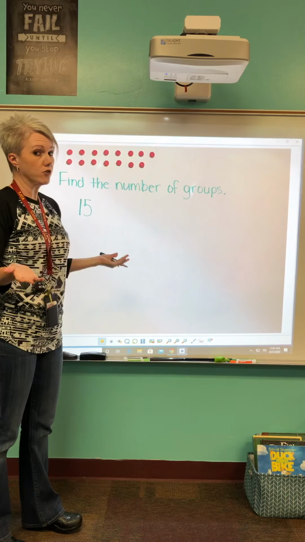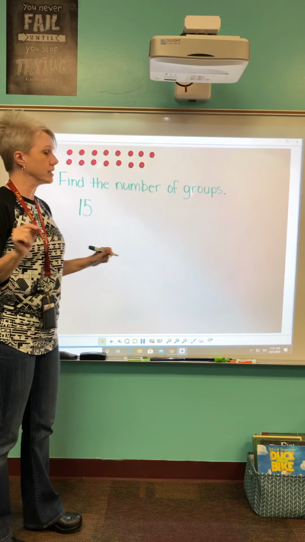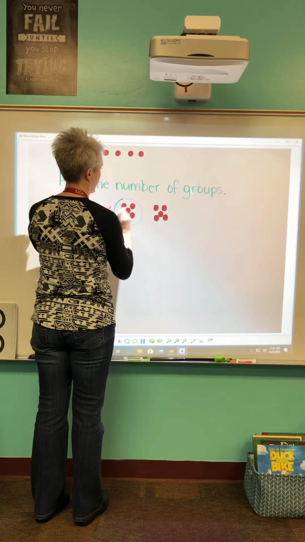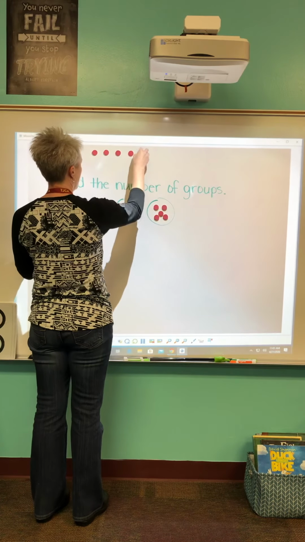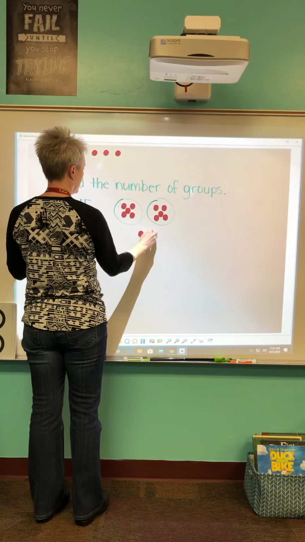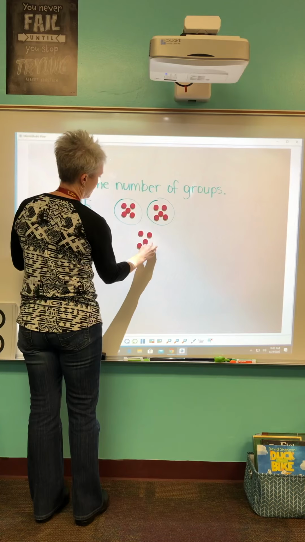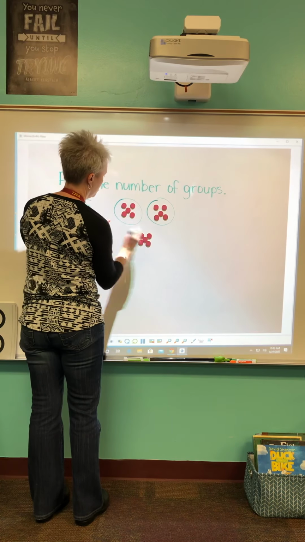Okay, I don't know how many groups I'm going to have, but I know I want 5 cookies in each group. So I'm going to take 1, 2, 3, 4, 5. There's one group. I'm going to circle it up because that's a group. 1, 2, 3, 4, 5. And there's another group. 1, 2, 3, 4, 5. So now I have 5 in each group.